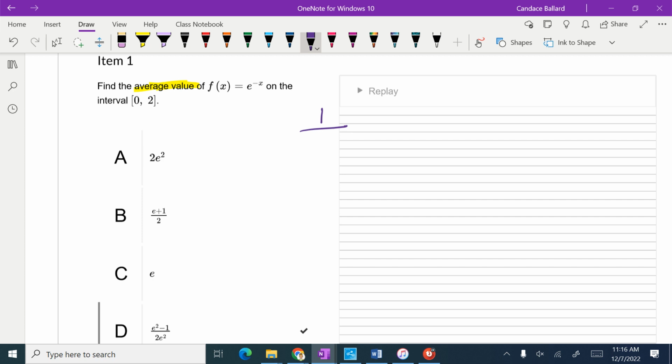I'll give you that much of a hint. 1 over b minus a. What's my b? 2. What's my a? 0. And I'm integrating from 0 to 2. And then I'm literally integrating this thing here, e to the negative x dx. Okay.